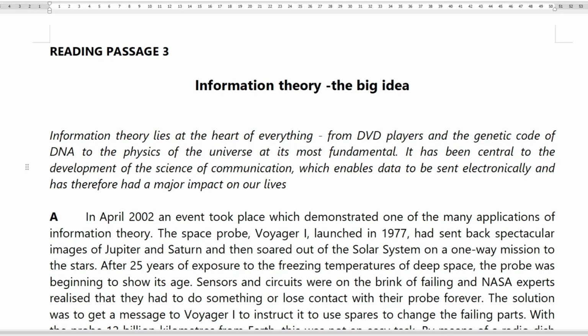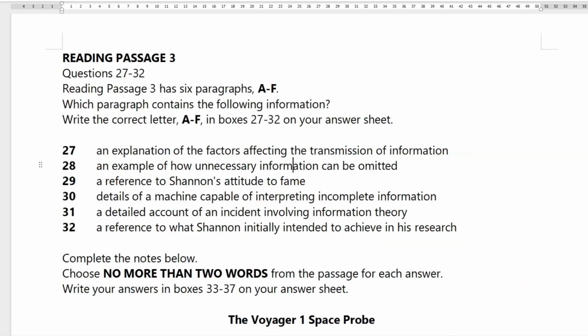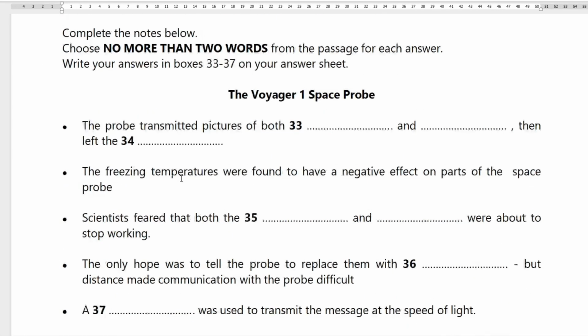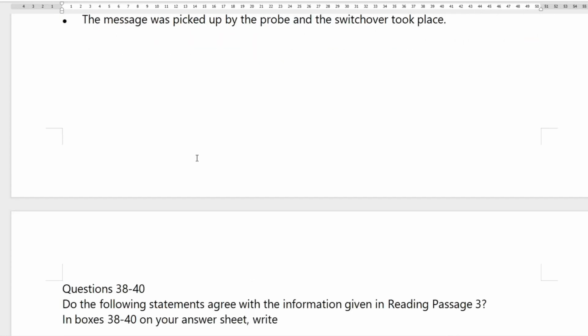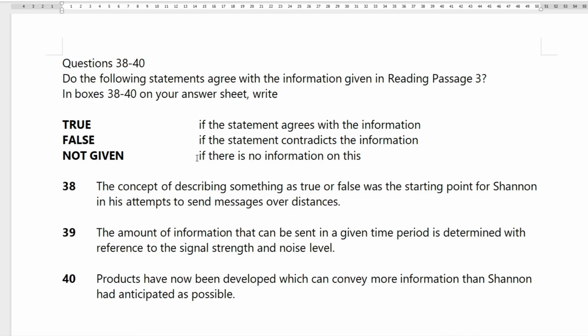The big idea. So what do we have here? Some sort of information theory. We have some matching features. We've been getting a lot of matching features, from passage 1 to passage 3, followed by some sort of sentence completion, and finally we have three true, false, not given.